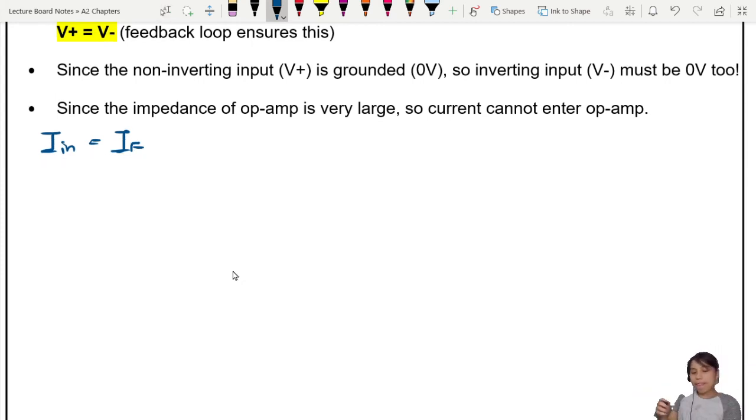From there, I use Ohm's law. Remember V equals to IR? But I want to do it for current, so it will be V over R equals to V over R. But don't simply write V over R. What is the V? What is the R? Let's look at the diagram.